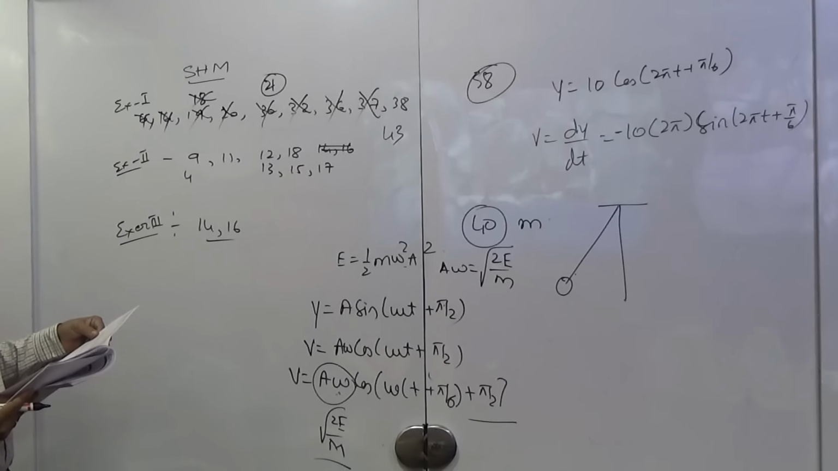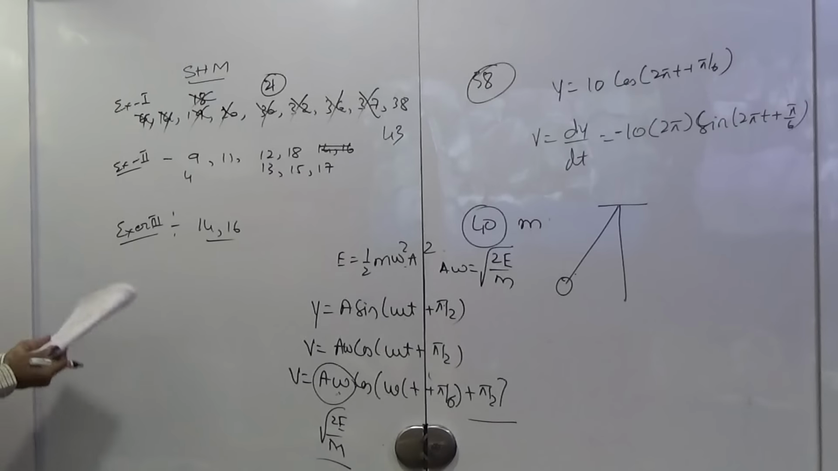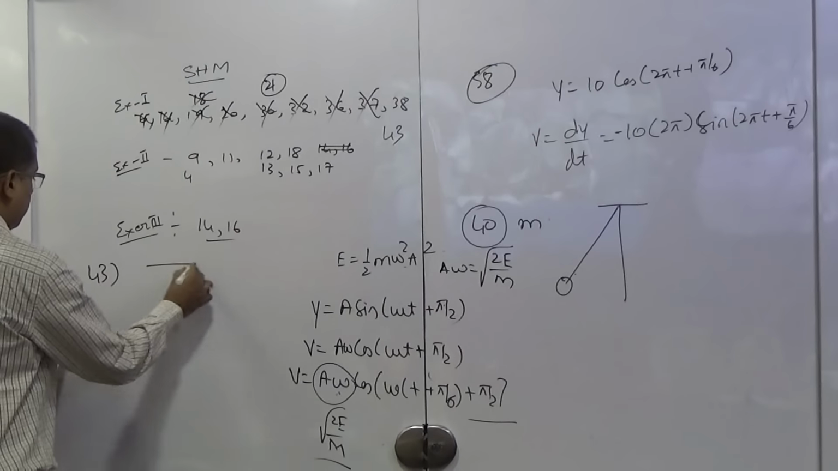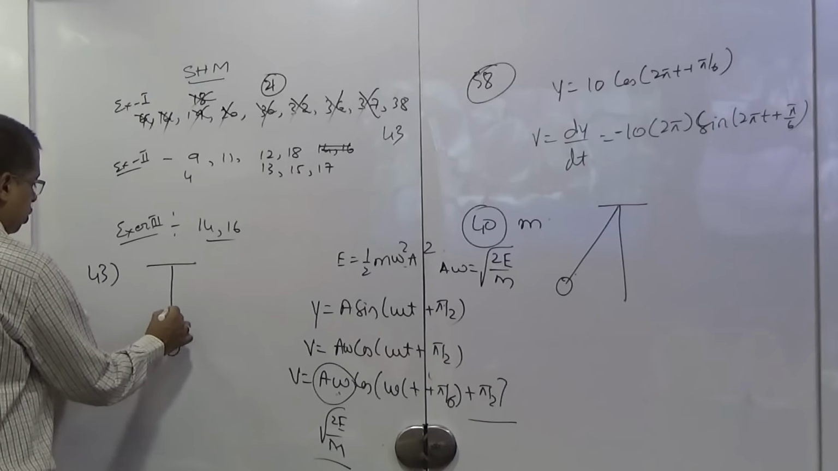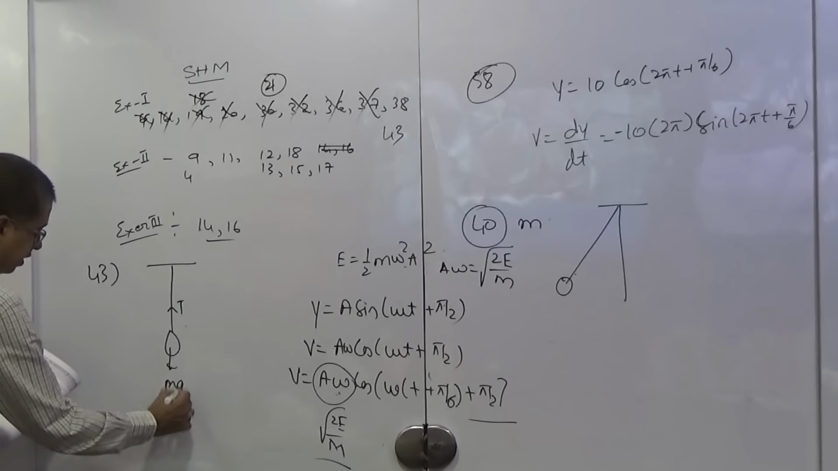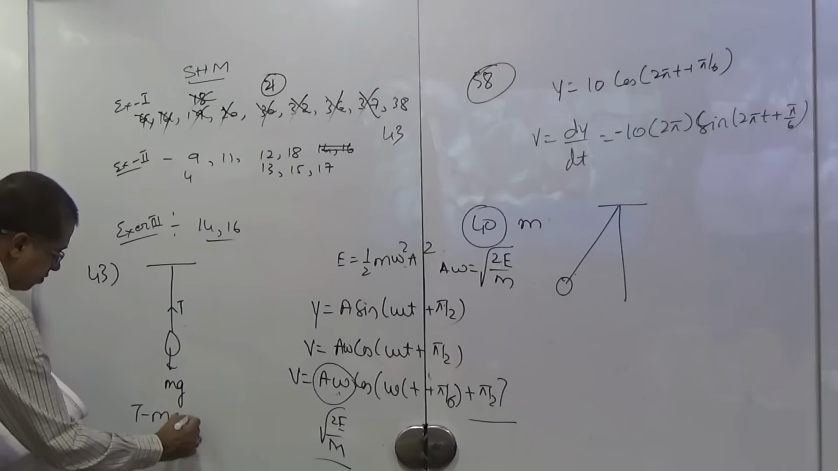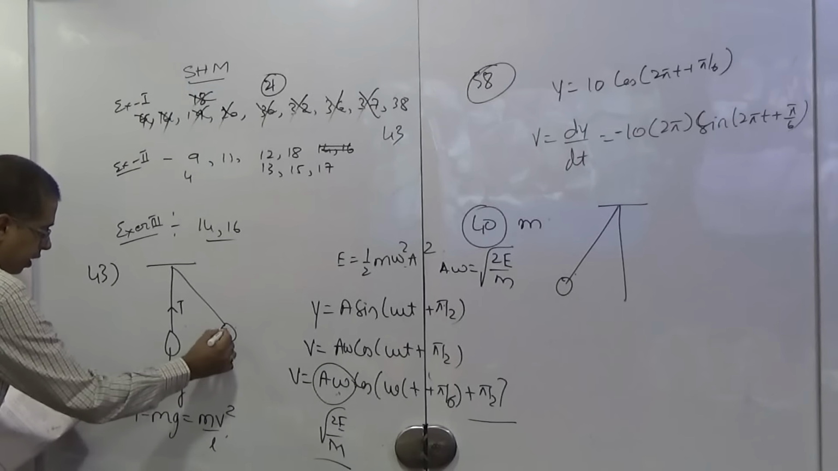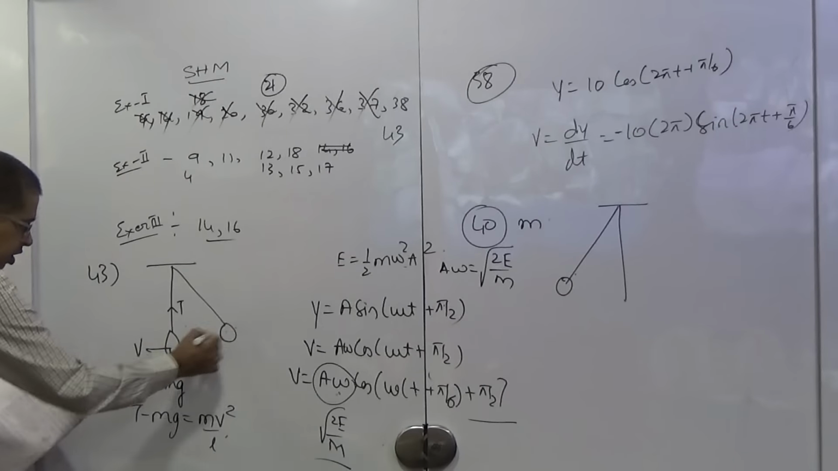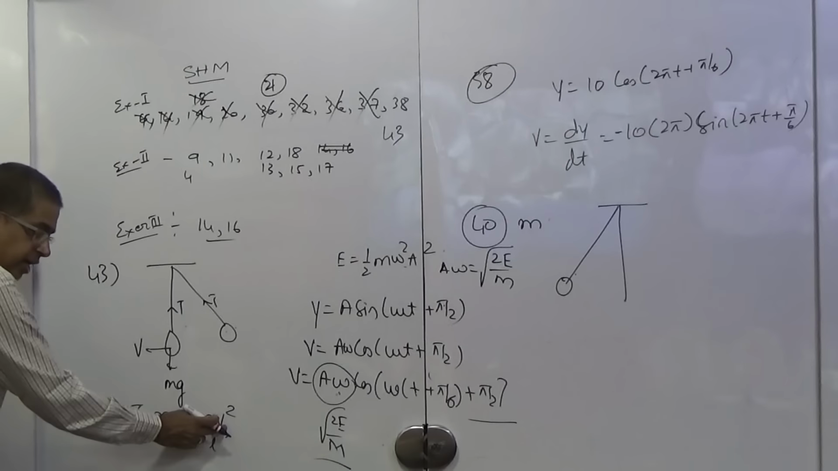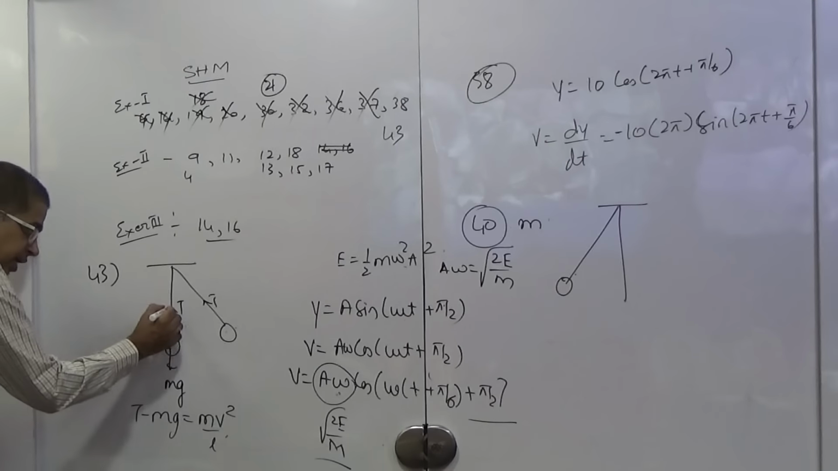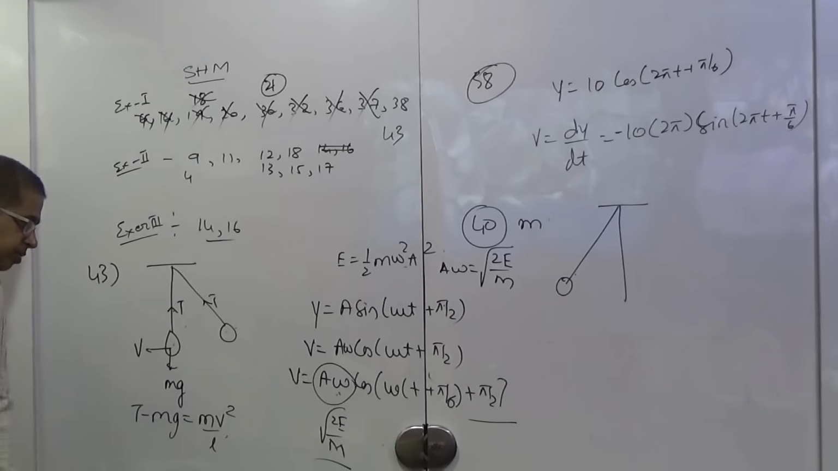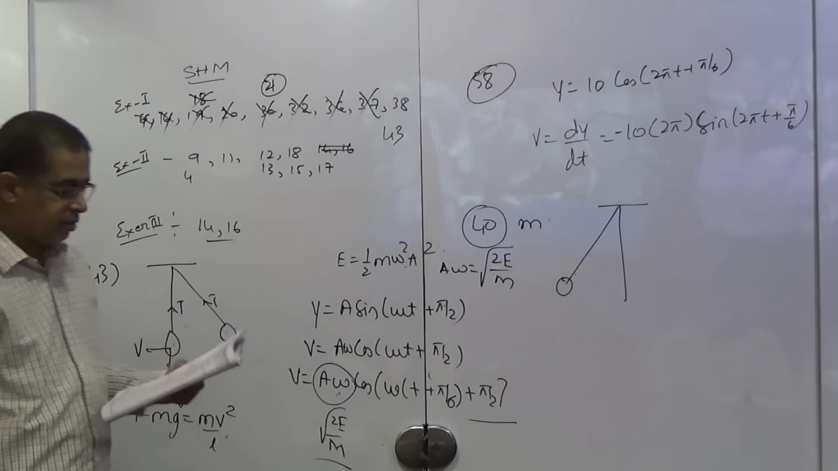Maximum tension in 43rd will come when the bob is in the lowermost position. T minus mg is mv square by L. So how do I get the velocity V? Loss in potential energy is equal to gain in kinetic energy. Maximum tension comes when the bob is at the lowermost point.